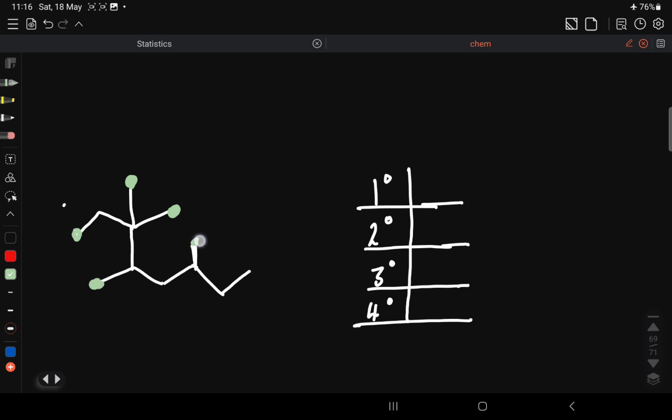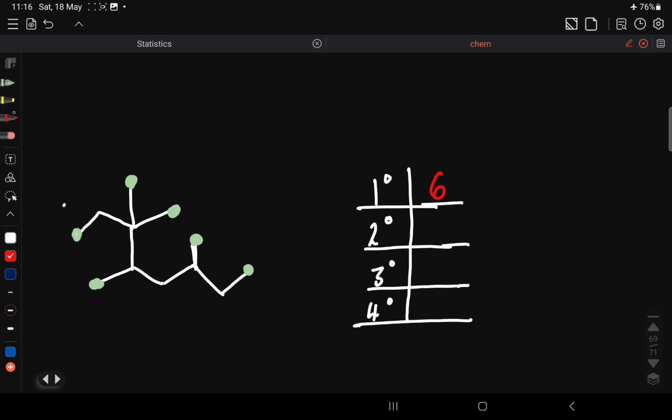So here is a terminal. Terminal means it's at the end of a line. So how many terminal carbons do I have, or primary carbons? 1, 2, 3, 4, 5, 6. 6 of them, okay? They're going to be 6.